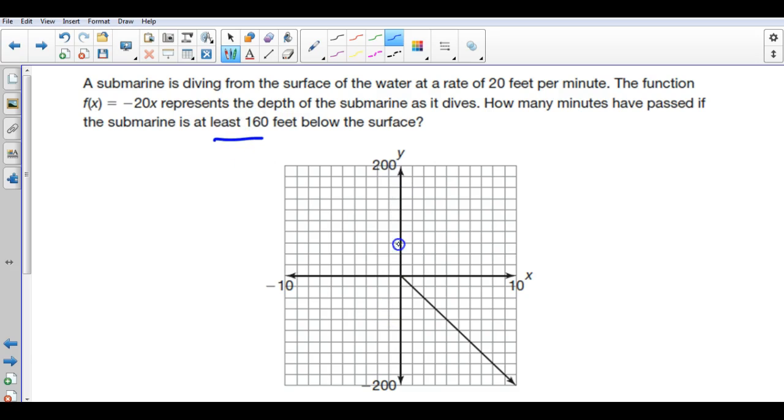So I'm going to go on the y-axis, and we're going to find where negative 160 is. Because we're feet below the surface, I don't want to be above here. I want to be below. So looks like 200's down here, which means negative 100 would be about halfway. And then it looks like we're counting by 20s. So 160 is going to be down here. So what I'm going to do is draw a line going straight over. And notice where that intersection is.